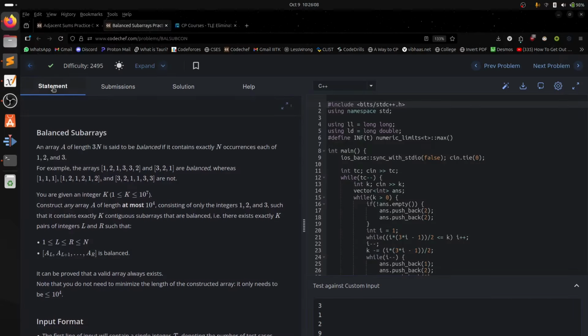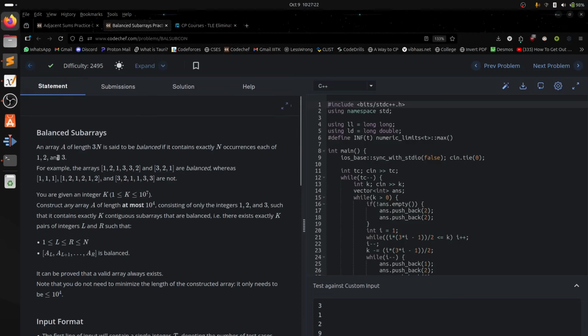Okay, so let's go ahead and read the problem. An array A of length 3n is said to be balanced if it contains exactly n occurrences of each of 1, 2, 3. For example, 1, 2, 1, 3, 3, 2, and 3, 2, 1 are balanced, whereas they've given some examples of unbalanced arrays also. As you can see, 1 appears twice, 2 appears twice, 3 appears twice, right? So basically 1, 2, and 3 appear equal number of times.